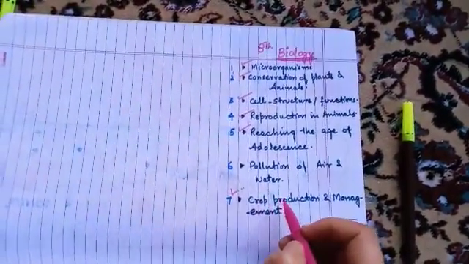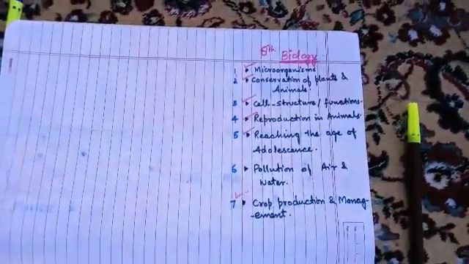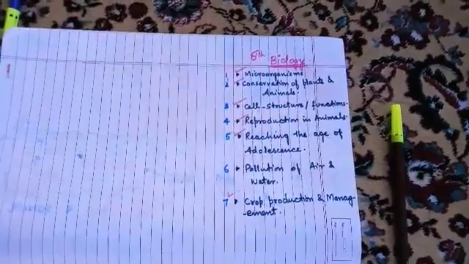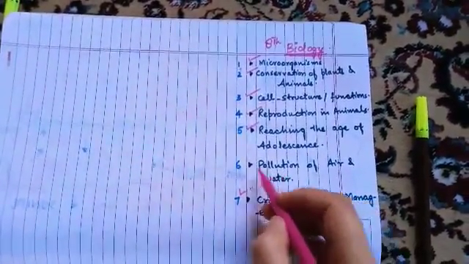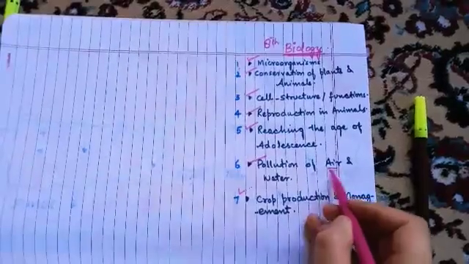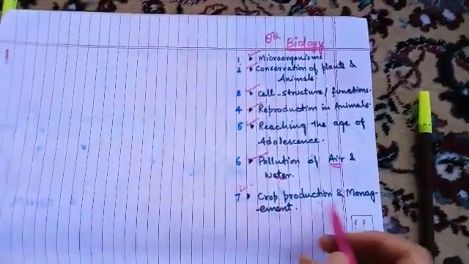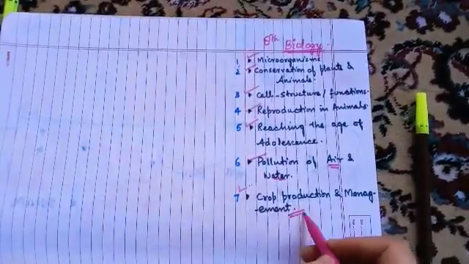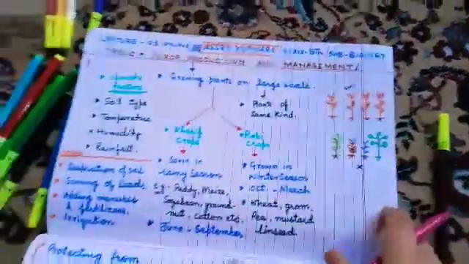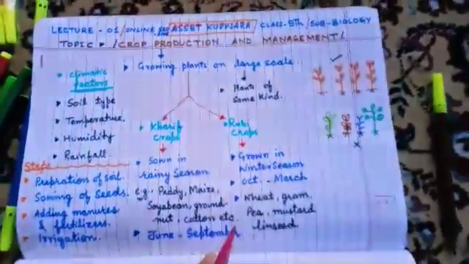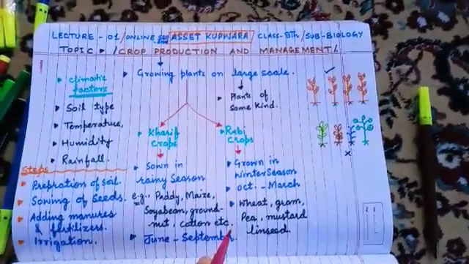We have completed almost 90% of our syllabus, and now we are left with only 2 chapters. One is Pollution of Air and Water, and the second one is Crop Production and Management, which we will take up today. Now, coming to our topic, Crop Production and Management.